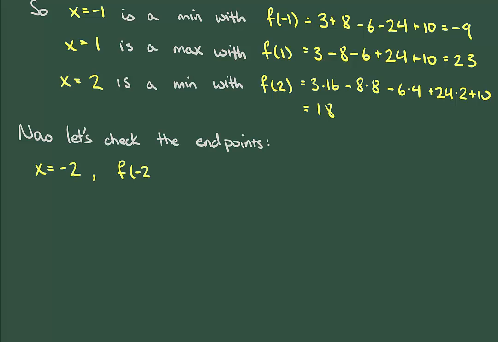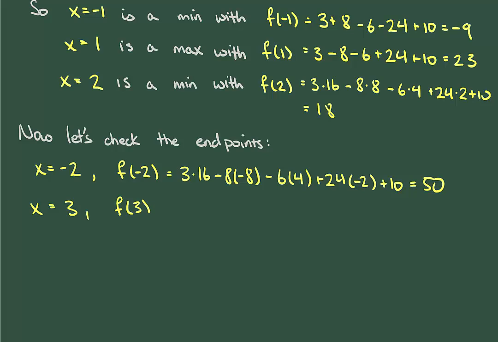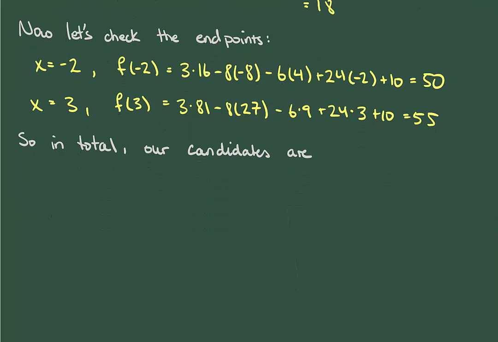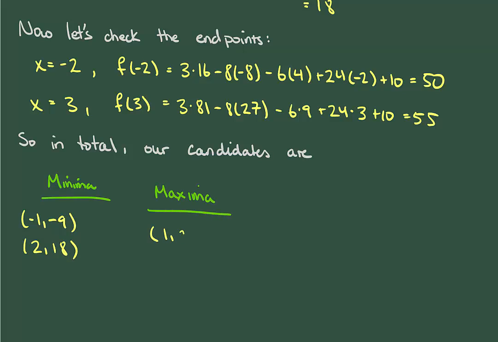These can be maxima, minima, or neither, so the only thing that we can do is to work out the value of f at each of these points. On the left-hand side we get 50, and on the right-hand side we get 55. And we're done at this point, but let me summarize what we found in a table. The critical point minima are as follows. There is a single critical point maximum, and as endpoints can be either, I'm going to give them their own column.